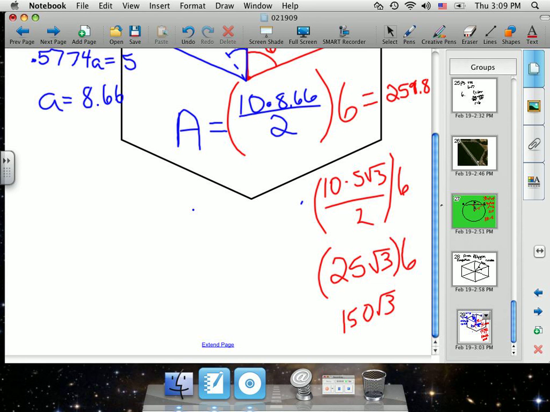So that's how you find the area of any polygon, as long as it's a regular polygon. And let's see how many minutes I used up.